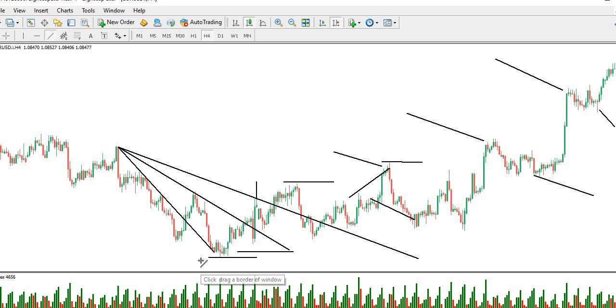Now at this point we have one example, one signal or one confirmation. The second confirmation, which is even the best confirmation among the three signals, is the fan principle confirmation, and the third one is the break of structure.